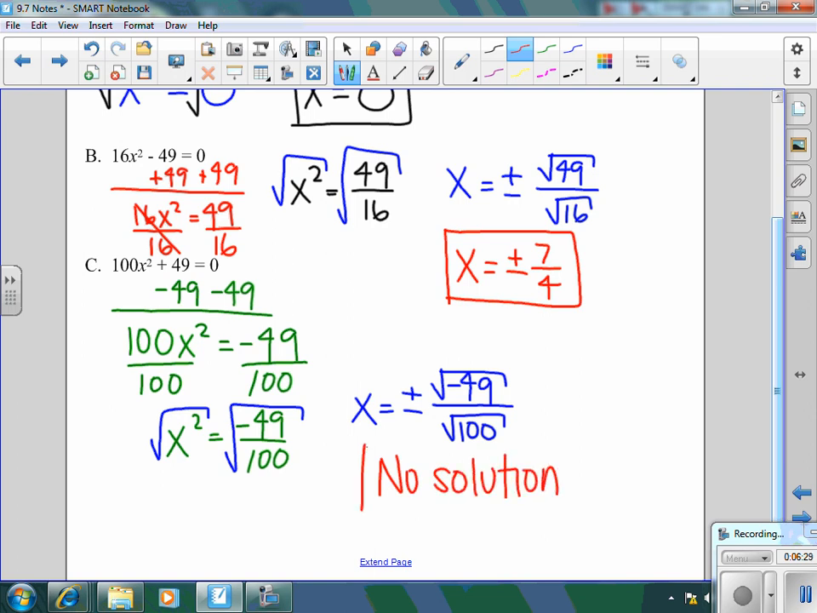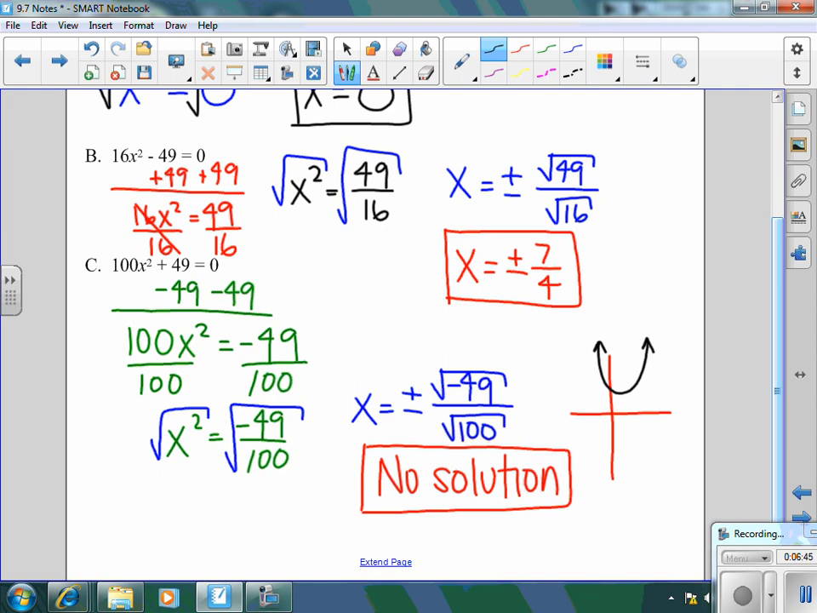A graph of this would look like the ones where it never crosses the x-axis, somewhere like up here. So there's no number that you can plug in for x that's going to give you 0 out for y.